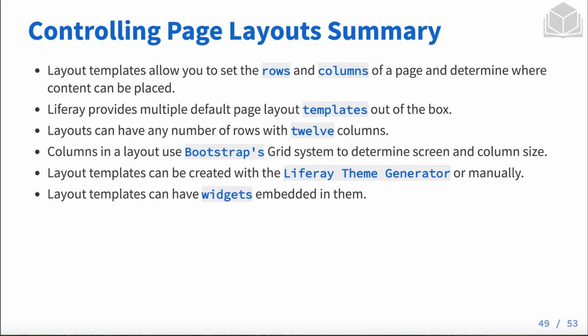Layout templates allow you to set the rows and columns of a page and determine where content can be placed. Liferay provides multiple default page layout templates out of the box. Layouts can have any number of rows with 12 columns. Columns in a layout use the Bootstrap grid system to determine screen and column size. Layout templates can be created with the Liferay theme generator, or to be more specific, the sub-generator for layouts, or they can be created manually. And layout templates can have widgets embedded in them as well.